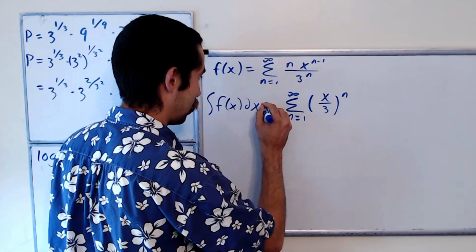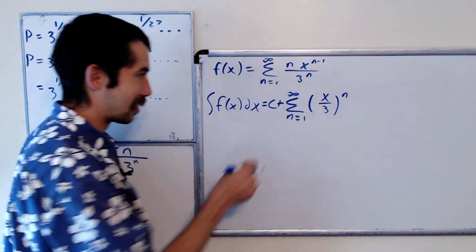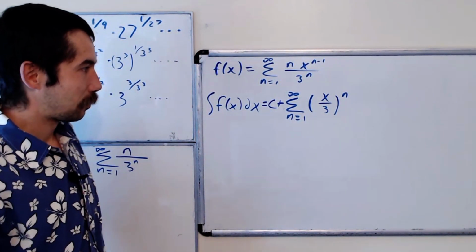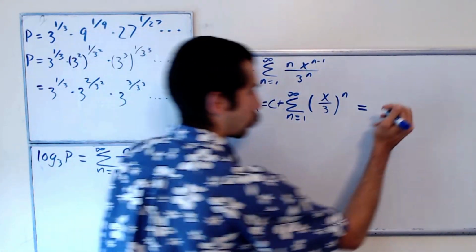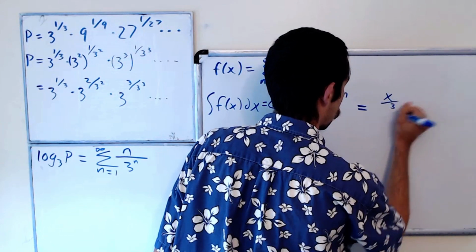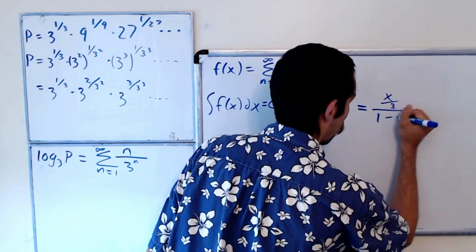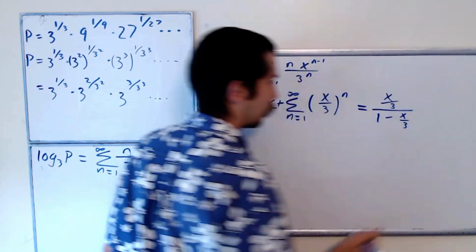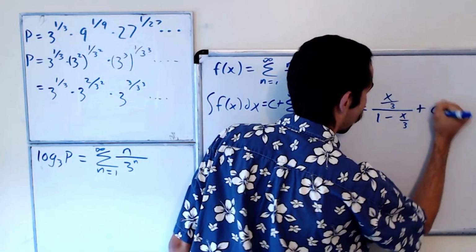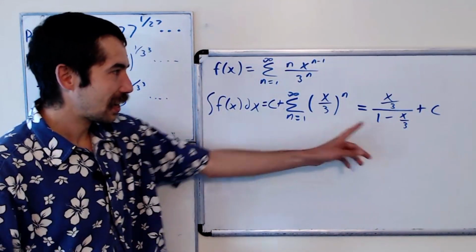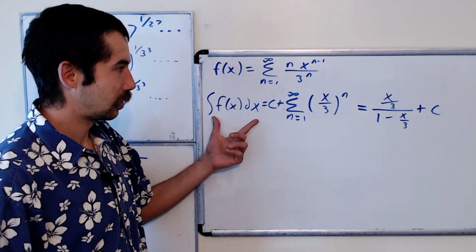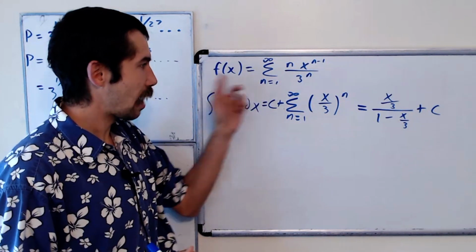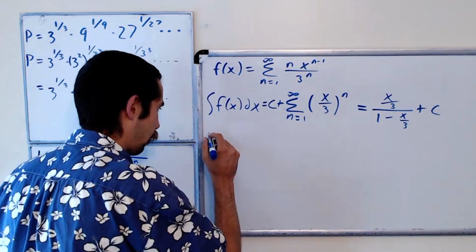You don't really have to worry about the c. This is equal to x over 3 over 1 minus x over 3. I guess plus c again. We can't forget that plus c. Okay? And so we could take the derivative of this function to get f.